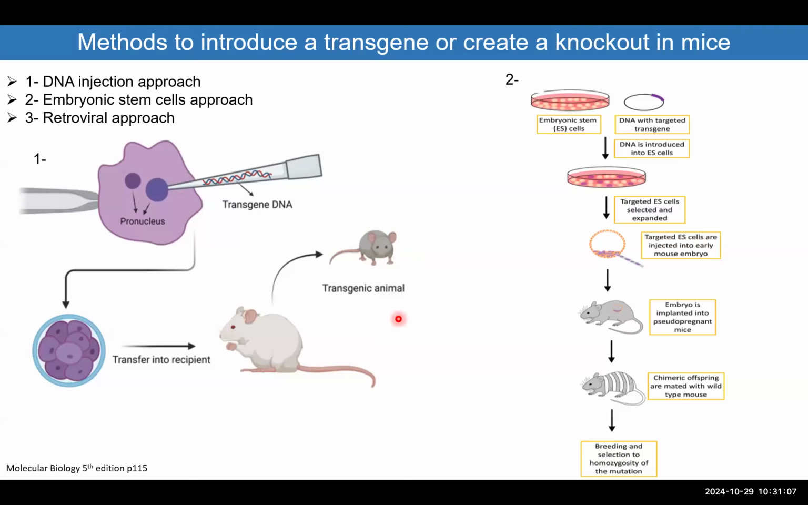Now, in case you want to knock out an animal, you would use the embryonic stem cell approach. In this condition, you will take embryonic stem cells and transfect them with a plasmid that contains information about the gene you want to knock out. I will describe this in the next couple of slides, how you do that. Once you have transfected the cells with that plasmid, you should have some sort of selection, so you can select which stem cells were transfected with the plasmid and which were not.